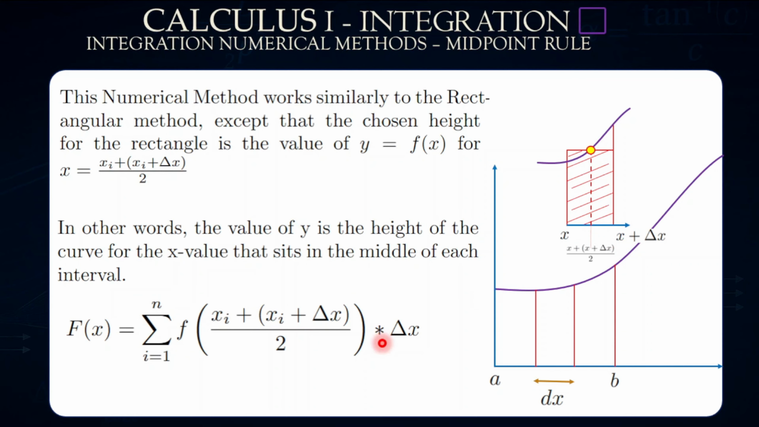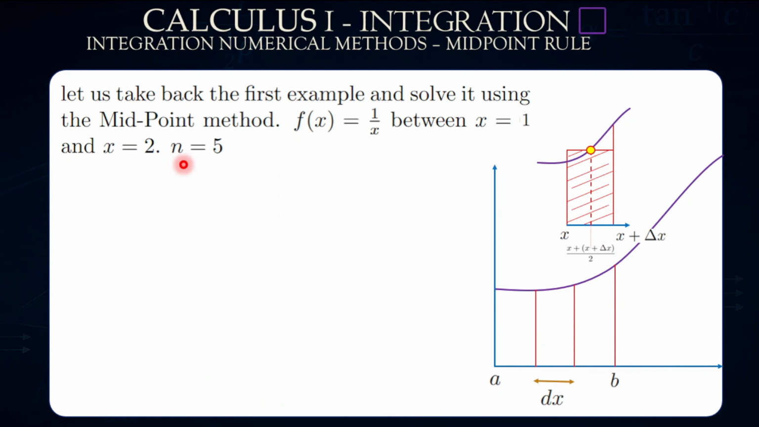Divided by 2 times delta x, which is, of course, (b minus a) divided by n. Let us take back the first example and solve it again using the midpoint method this time, which is f(x) equal 1 divided by x between x equal 1 and x equal 2. Also, the number of slices is equal to 5.